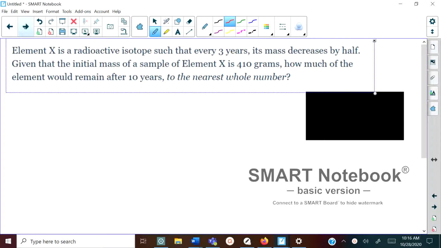Alright, so this one is, again, we want to half. So we're going to use the half formula, which is y is equal to a times 0.5 raised to the t over h. Okay, so a is the amount we start with, which is 410 grams.